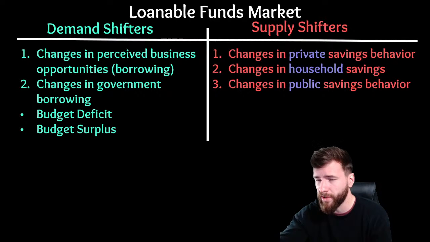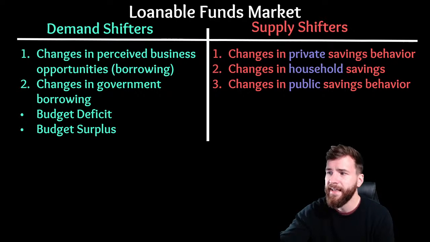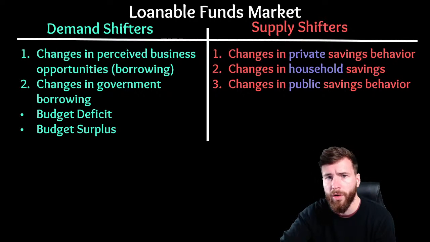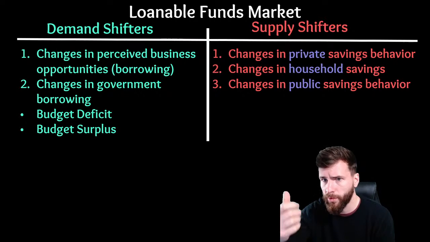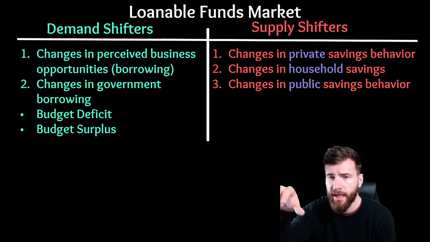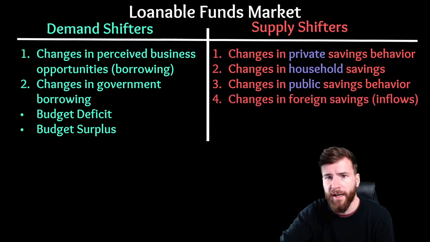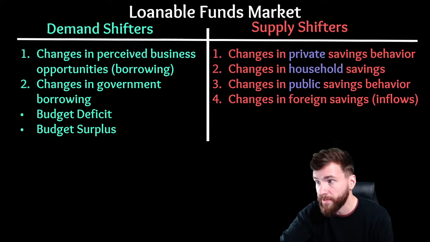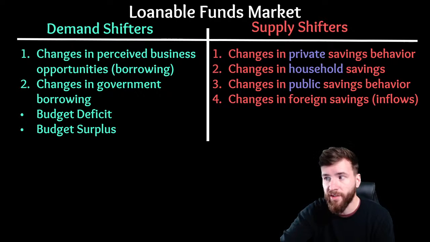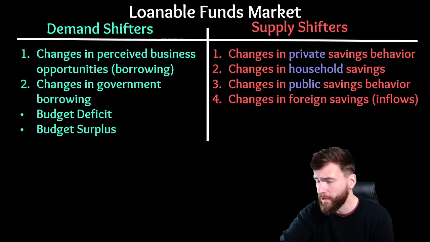Because if you're running a budget deficit, you're less likely to save money and put money away in banks. The government will, right? So private refers to businesses, household is people, individuals, and public is the public sector, the government. But any increase in savings is going to increase the supply of loanable funds. Any decrease in savings is going to decrease the supply of loanable funds. It doesn't really matter who is saving. It's just more savings, more supply, less savings, less supply.